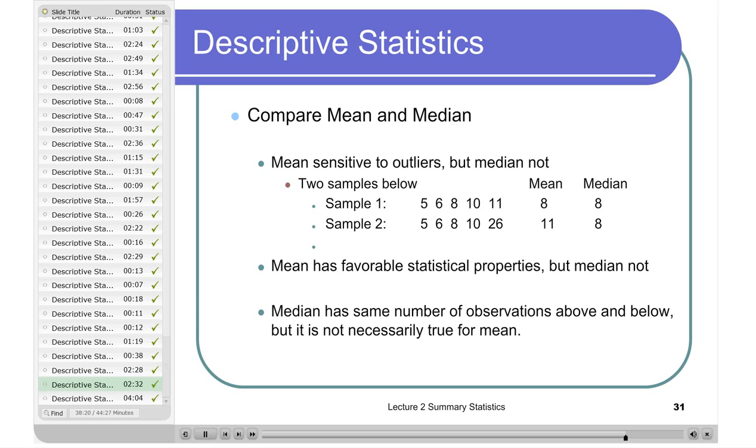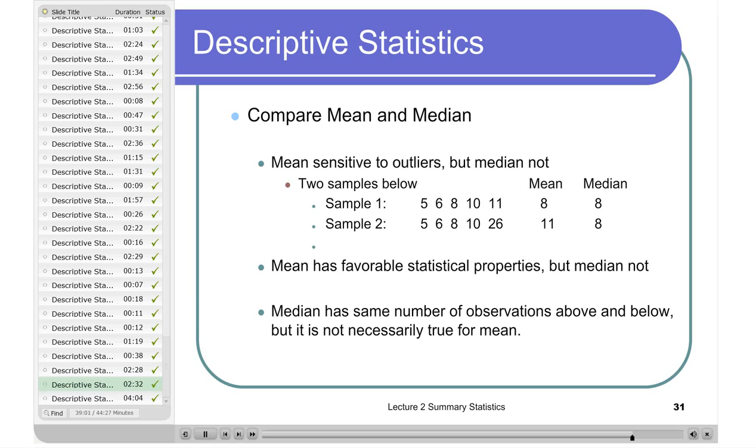But let's just say that some kind of error occurred, and the number 26 was accidentally recorded instead of the number 11, and that would result in sample 2. Well, this is actually going to affect the mean quite a bit. The mean is going to change to 11, but the median is still 8 because the middle number in that sample is still 8. And so the mean can be very sensitive to outliers, and sometimes outliers are the result of recording errors or other types of errors. And so that just shows that you've got to be really careful about inspecting your data, making sure that all the numbers make sense, making sure that your data is free of error.